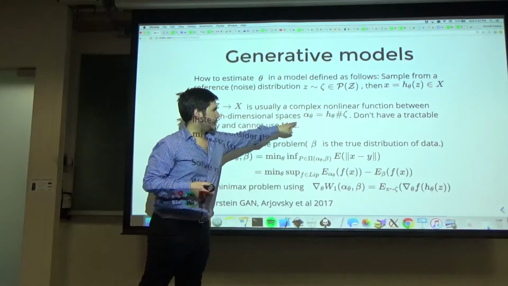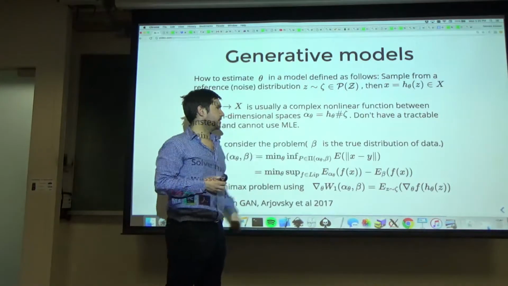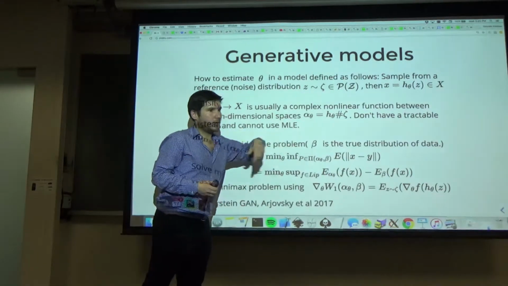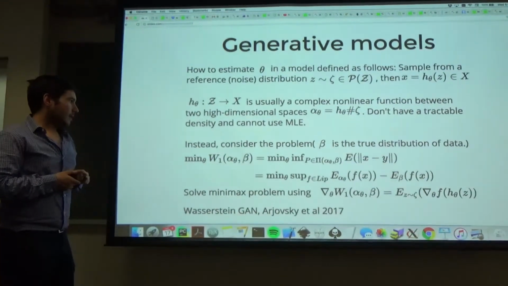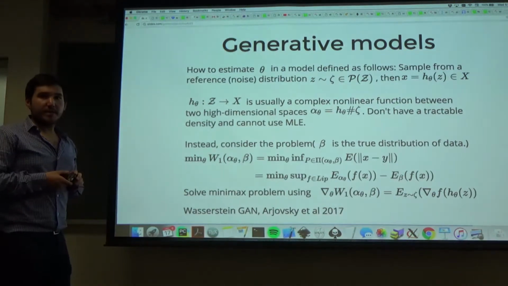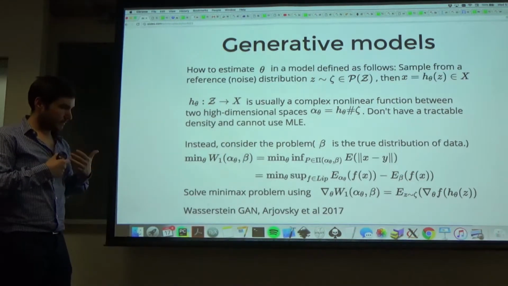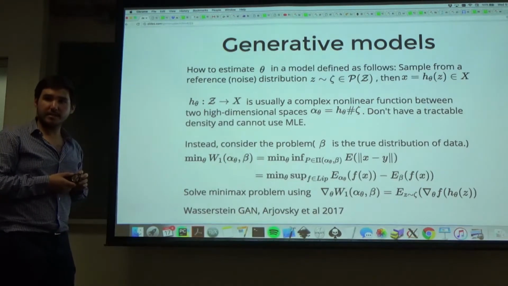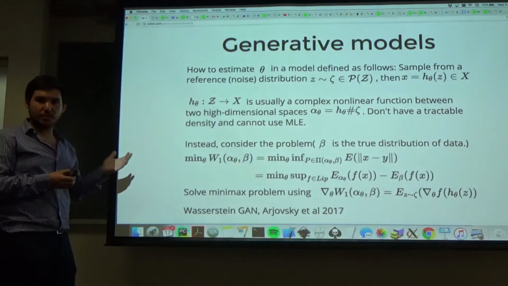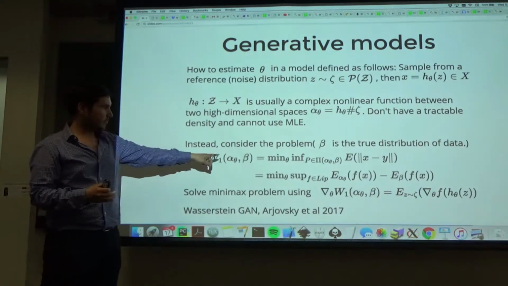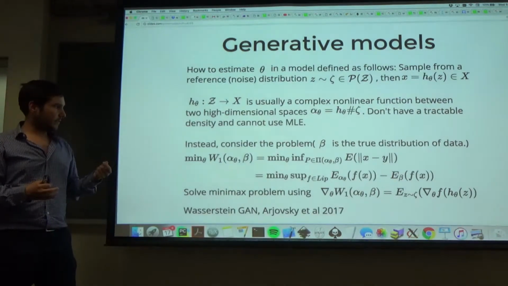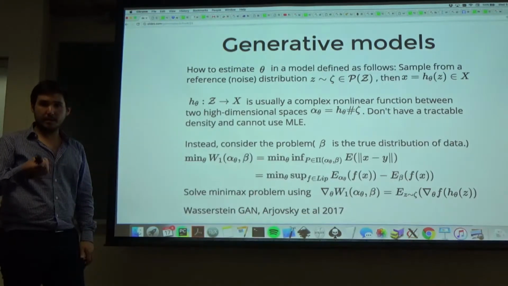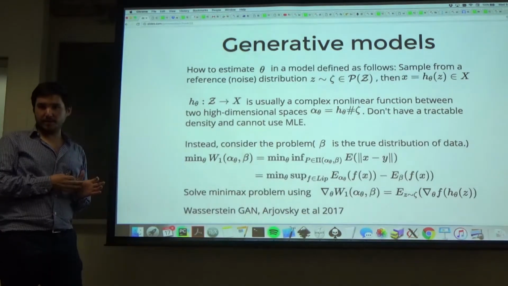And of course, using the notation, you can say that the measure that you are producing is going to be the push forward through this function h on the original noise distribution. People recently have realized that using the Wasserstein distance is a very sensible idea for addressing this problem. So here you have a data set, and you want to find the parameters theta so that they match the data better.